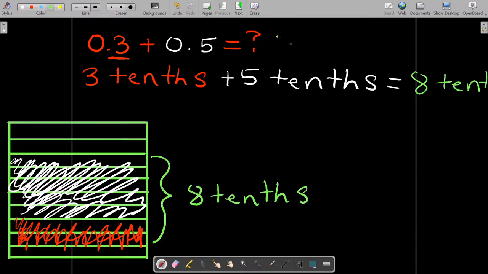Now, to rewrite 8/10, how do we do that? Well, we can see that 3/10 is written as 0.3, and 5/10 is written as 0.5. So we can assume that 8/10 will be written as 0.8. Let's move on to the next problem.